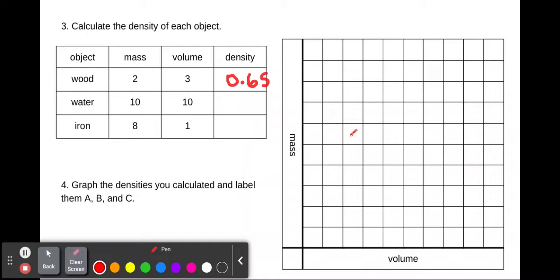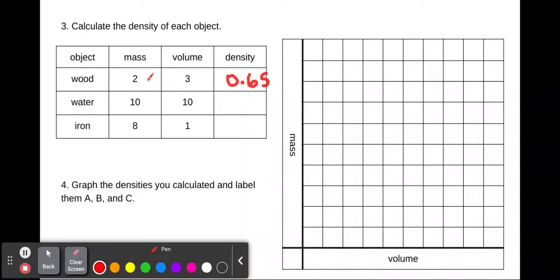To graph this data, we're going to graph the mass on the y-axis and the volume on the x-axis. The reason is the formula for density is mass over volume. And in algebra, you might remember that usually the slope is calculated using rise over run, or change in y over change in x. So that's the reason why we're going to put the mass on the y-axis here.